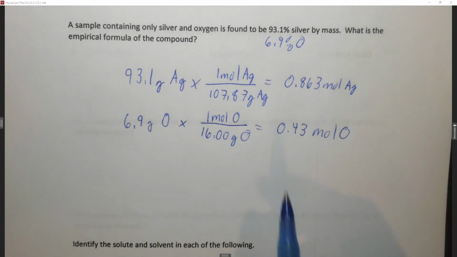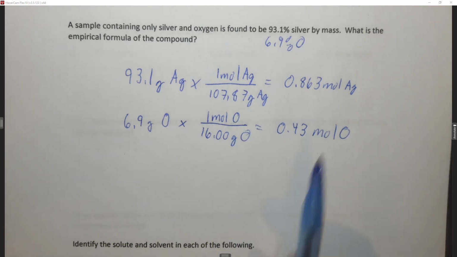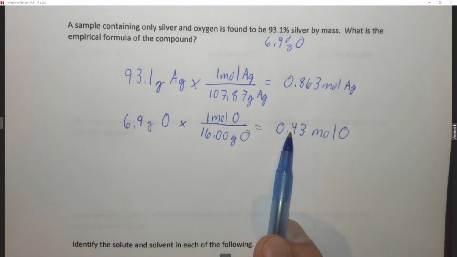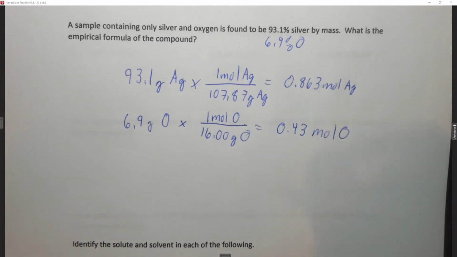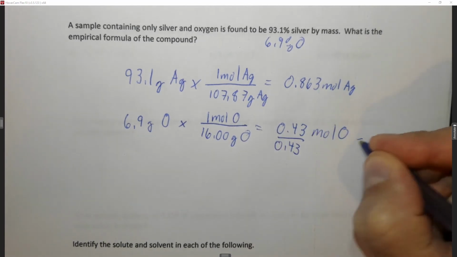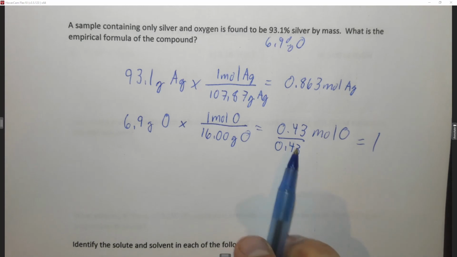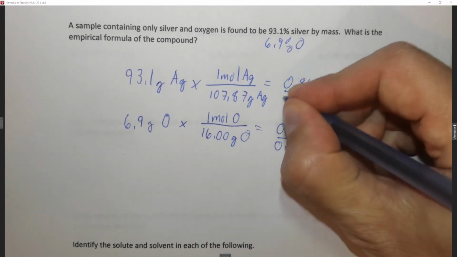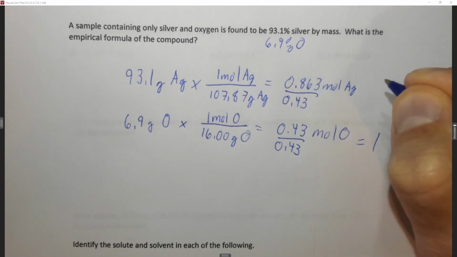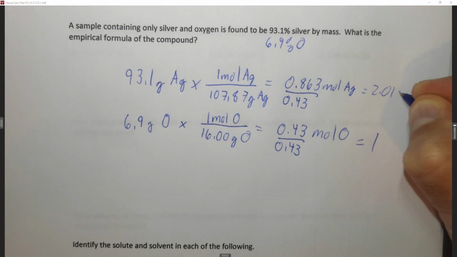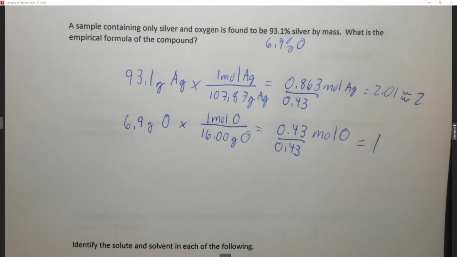Now we want a whole number ratio, which means we want a number and a number bigger than 1. So we're going to divide by the smaller one. In this case, 0.43 is smaller than 0.863. So we divide by 0.43. This one comes out to be 1. Since this is a smaller one, this number will come out to be bigger than 1. So we divide here by 0.43, and when we do that, we get 2.01, which is approximately 2.